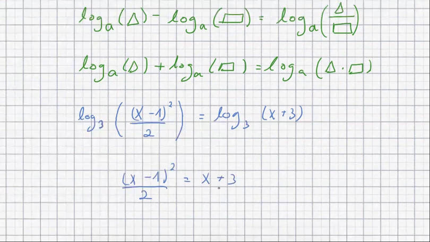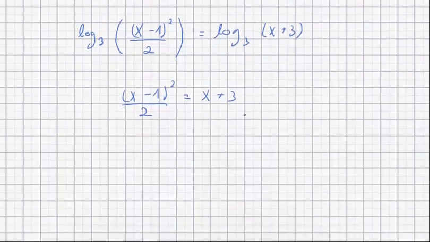How is it x plus 3? Because if we have the same logs on both sides of the equation, we can just ignore it. Oh, okay, fine. Yeah? Because let me show you something and you will understand.